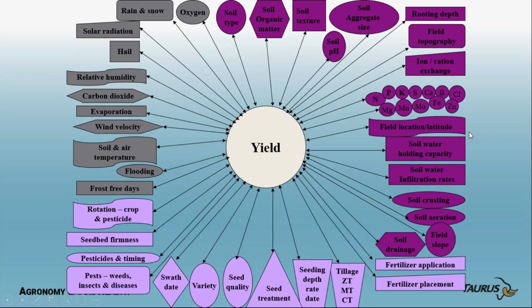Now, we know that the yield is impacted by a lot of things, and I don't usually use this slide, but I think it's important in this circumstance. You'll notice that most of these things are things out of our control: wind velocity, evaporation, oxygen level, and so on. Then you take a look over at the purples here, and that's all soil pH and rooting depth and nutrients and field locations and crusting and field slope and soil drainage. And we can't do much about these.